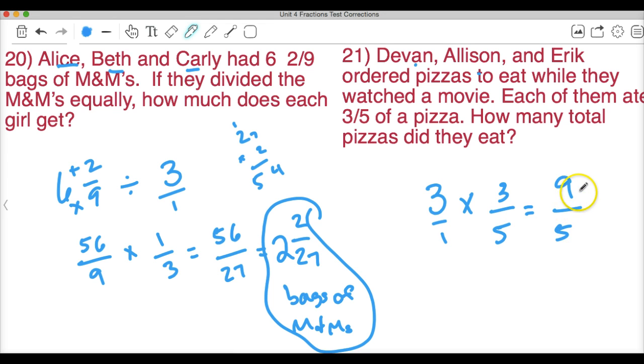5 goes into 9 one time with 4/5 left over. So they ate 1 4/5 pizzas. I also accepted if you said they ate 2 pizzas, because you can't buy 1 4/5 pizzas. So if you said 2 pizzas and you did the work, I gave you credit for it.